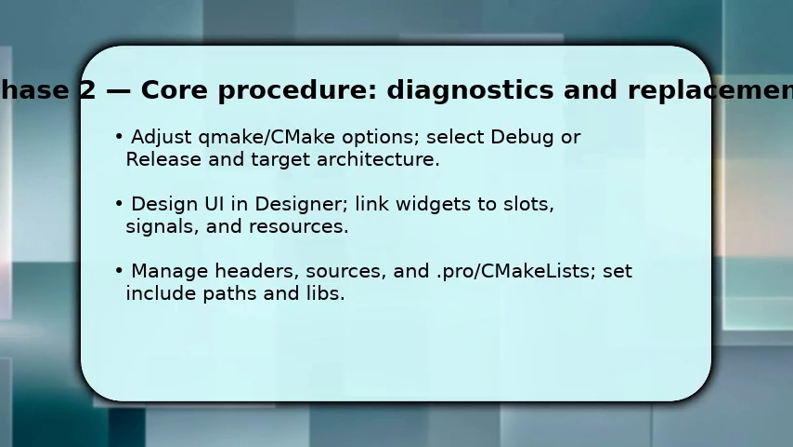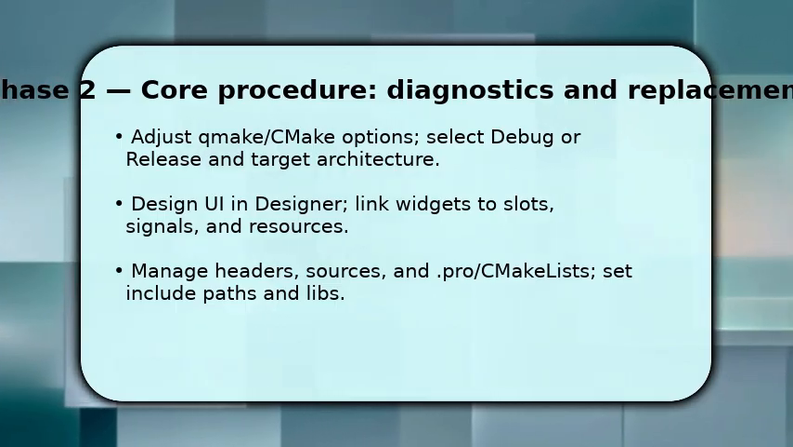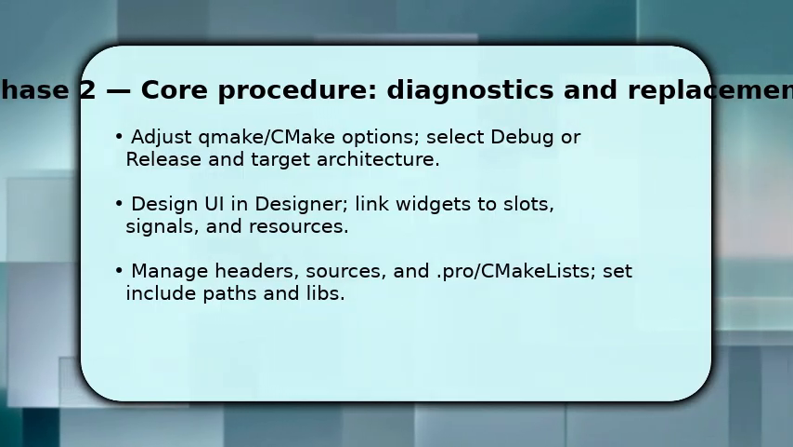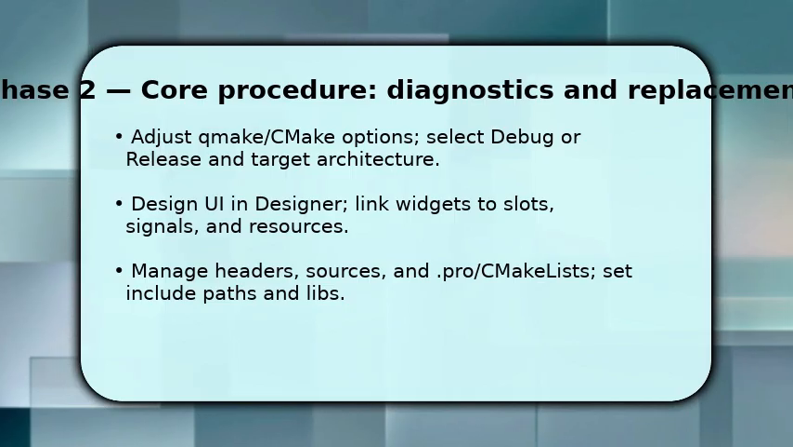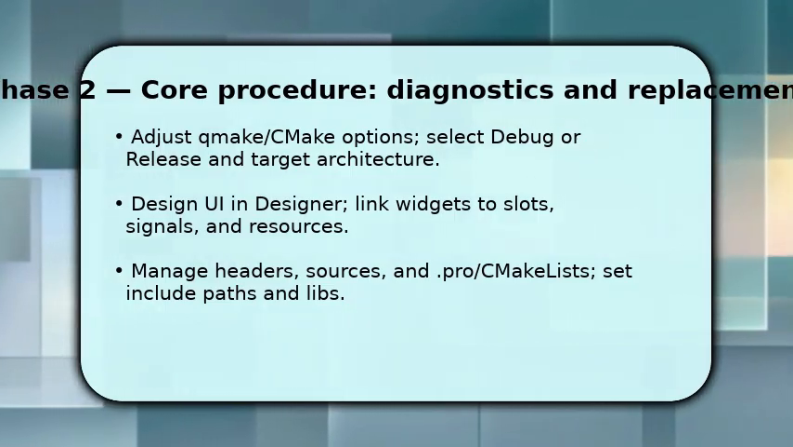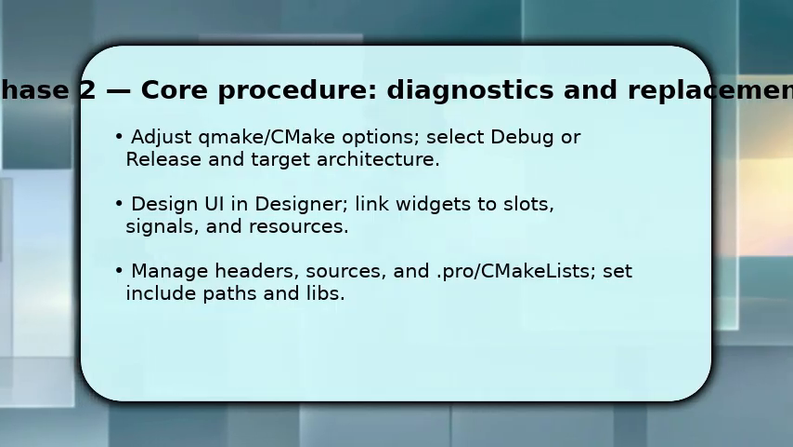Open Projects and tweak QMake or CMake options, choose debug or release and confirm architecture. This controls optimization and debugging. Next, design the UI with the integrated designer. Place widgets, create signals and slots, and add resources like icons.